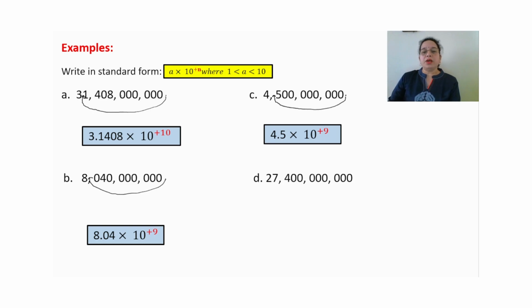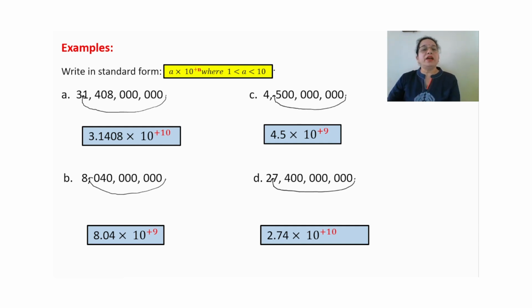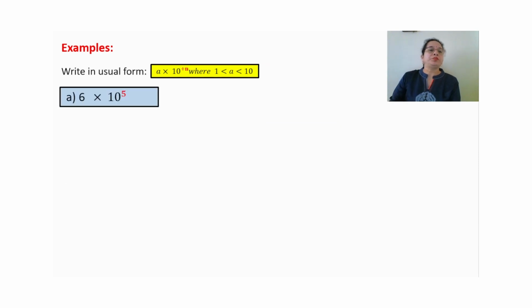Take one more example. Suppose your decimal is here. So we will shift this decimal between 2 and 7, so your number will be 2.74. And now for the power we will count the places: 1, 2, 3, 4, 5, 6, 7, 8, 9, 10. So plus 10. So this is the way we write a number in standard form, or in scientific notation. For very big numbers, the exponent will be positive.